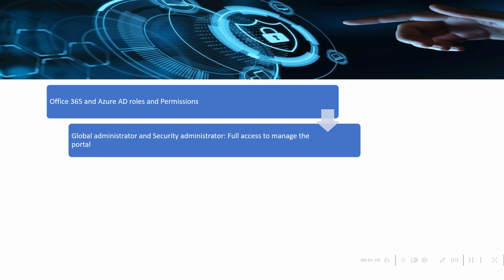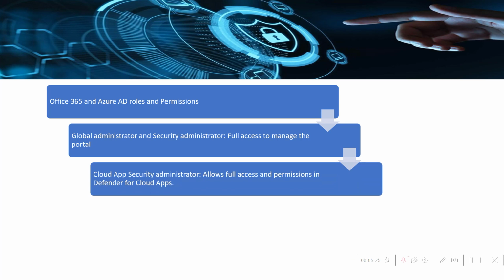Next, to set up Defender for Cloud Apps, you must be a global admin or a security admin in Azure AD or Office 365. If you are a global admin or a security admin in O365 or Azure AD, you will have full access to the Microsoft Defender for Cloud Apps portal. Among the remaining permissions, one is Cloud App Security Administrator. This also has full access and permission in Defender for Cloud Apps.